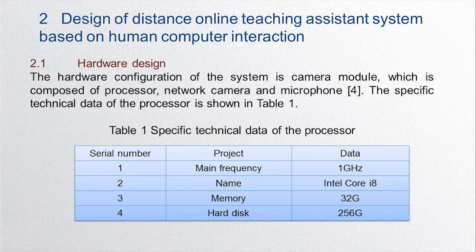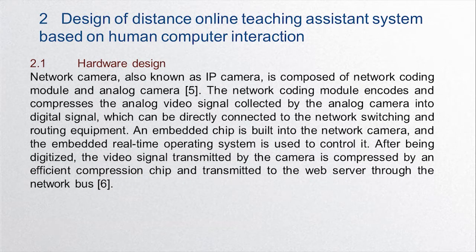Part 2. Design of distance online teaching assistant system based on human-computer interaction. Section 1. Hardware design. Network camera, also known as IP camera, is composed of a network coding module and an analog camera. The network coding module encodes and compresses the analog video signal collected by the analog camera into a digital signal, so the camera can be directly connected to network switches and routing equipment.